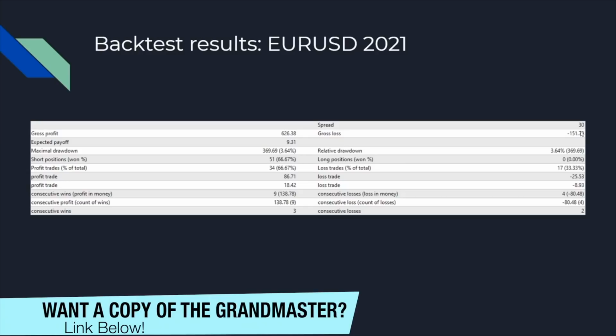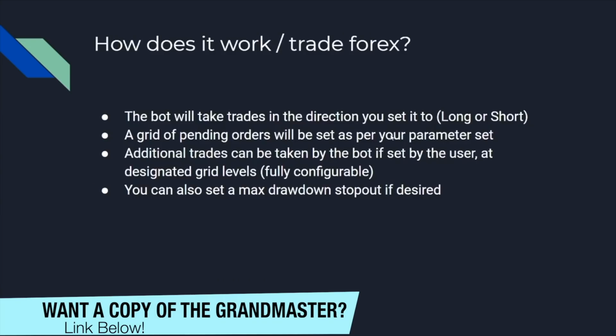Now, as I've mentioned several times, the bot itself will not do all of the directional bias and perfect entry style stuff for you. That's going to be a little bit dependent on your personal approach and strategy in the markets. But how does it actually work and how does it trade Forex? Well, as we saw in the examples, the bot will take trades in the direction that you personally set it to. So if you have a bullish bias or a bearish bias, you set that in the bot when you're setting it up. A grid, basically, as we saw in the visual, of pending orders will be set as per the parameters that you set for the bot.